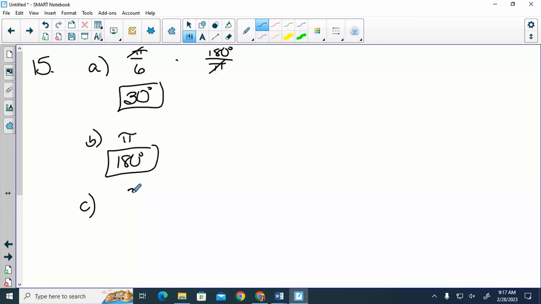C, 3 pi over 4. Okay, what quadrant is 3 pi over 4 in? Reference angle: anytime I see a pi over 4, I know that's 45 degrees. So 45 degrees in quadrant 2. So 180 minus 45.